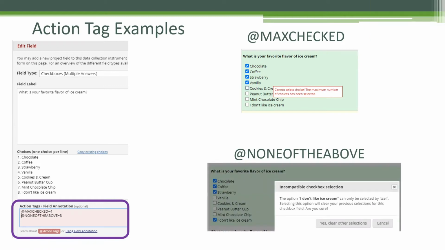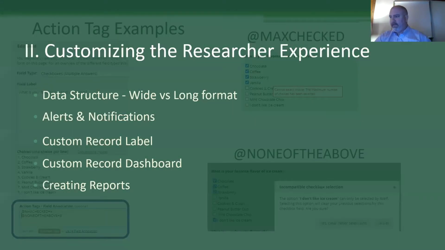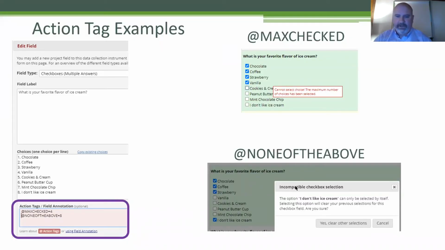Now, if we don't want a user to be able to enter contradictory information, we'd like to prevent someone, for instance, from selecting chocolate, vanilla, and I don't like ice cream as their favorite ice creams. So by setting none of the above, it'll prevent those incompatible choices.